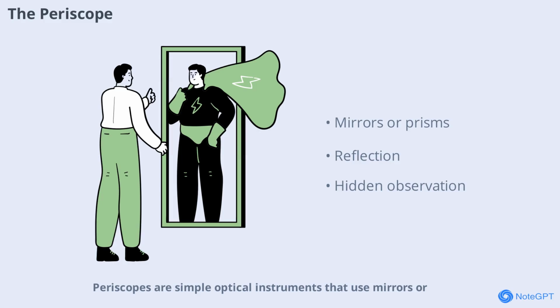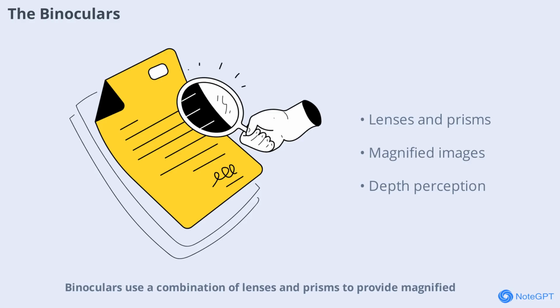Periscopes are simple optical instruments that use mirrors or prisms to allow observation from a hidden or protected position. Commonly used in submarines, periscopes rely on the laws of reflection to redirect light from one end to the viewer's eye, enabling them to see over obstacles or around corners. Binoculars use a combination of lenses and prisms to provide magnified, upright images of distant objects. They are widely used for birdwatching, sports, and astronomy.